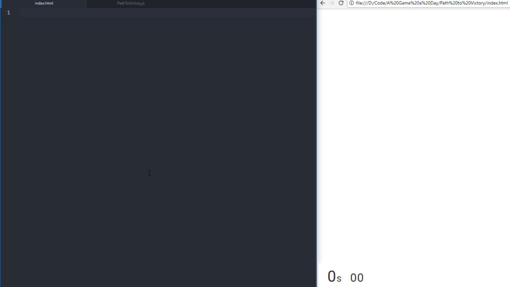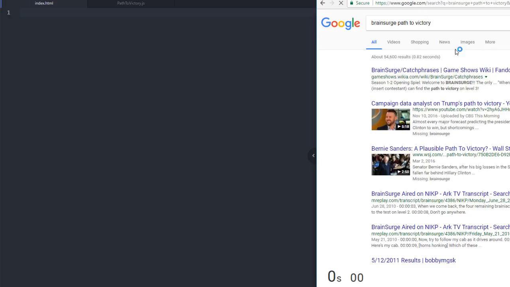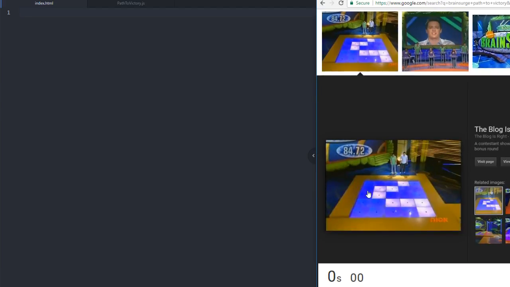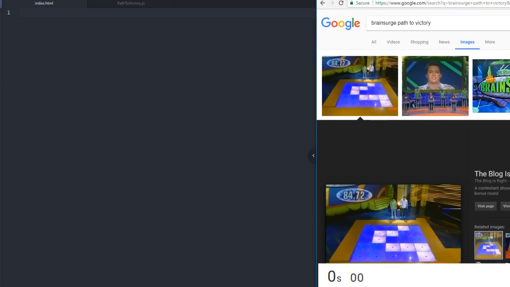What's up, everybody? Today we are going to be coding this one game. It's a 2D game, but it originally was in that one Nickelodeon series called Brainsurge. It was a game show, and this was the final level, Brainsurge Path to Victory. As you can see, I've searched it up already, but it's this one, where you've got to step on the different squares in order to get the prize. And yeah, that's about all.